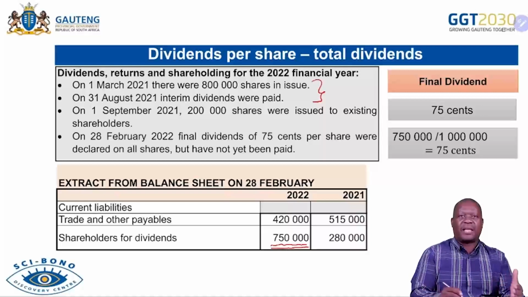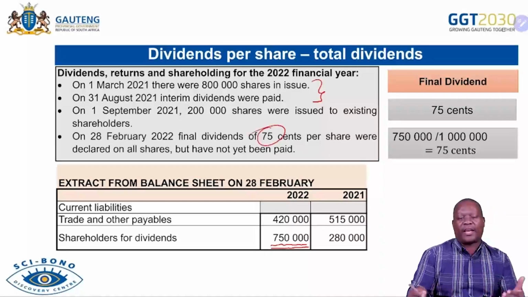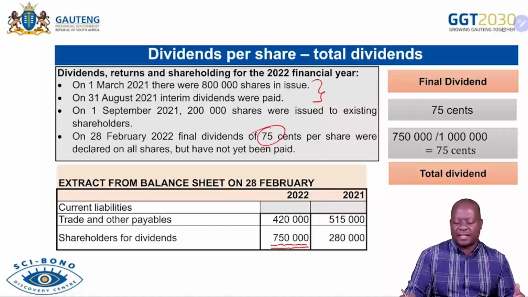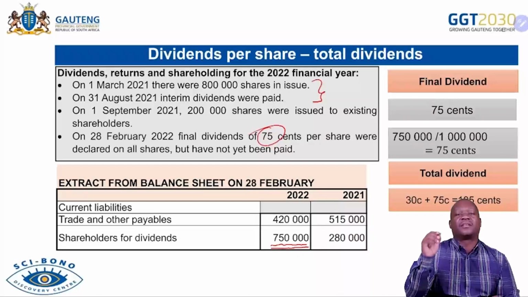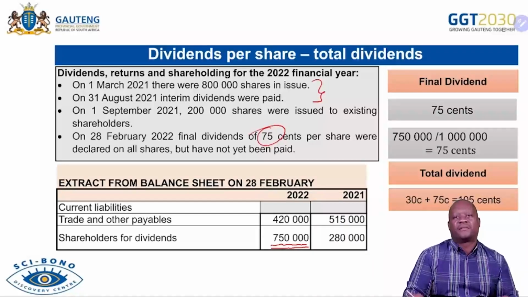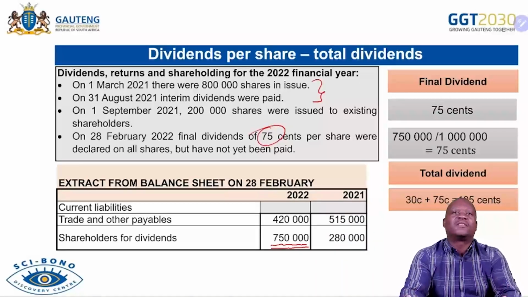And then we divide by the 1 million shares, so it's 75 cents per share. Please take this information we already have. And then for the total dividends now, it's simply going to be 30 cents interim dividend plus 75 cents final dividend, which gives us 105 cents per share, which is 1 rand 5 cents per share. Total dividends per share. Please take note.